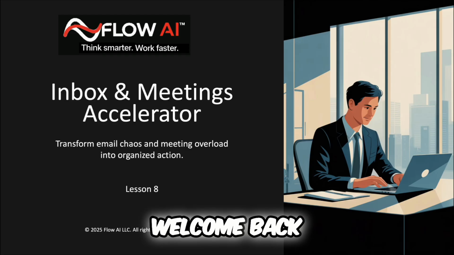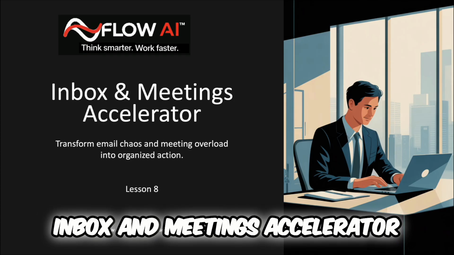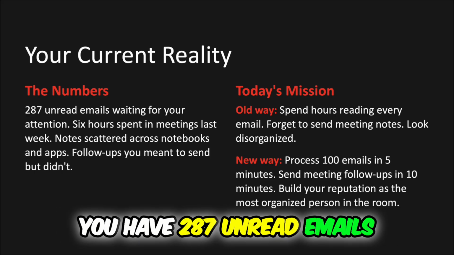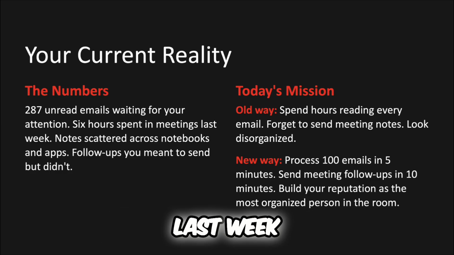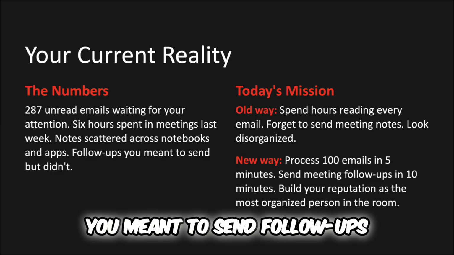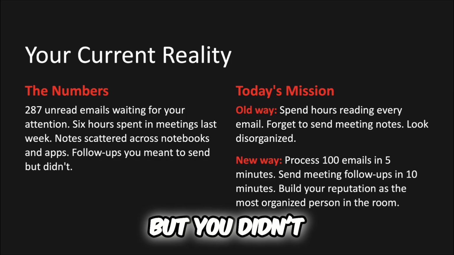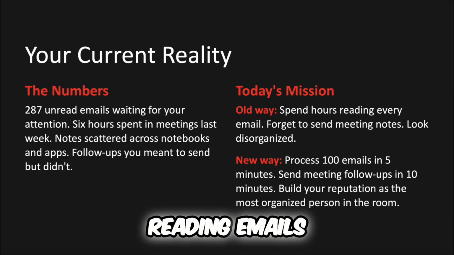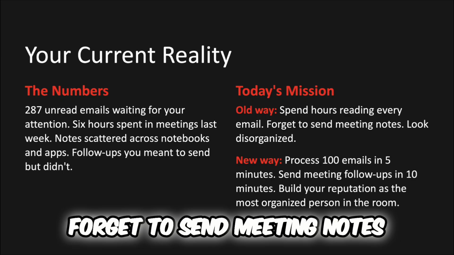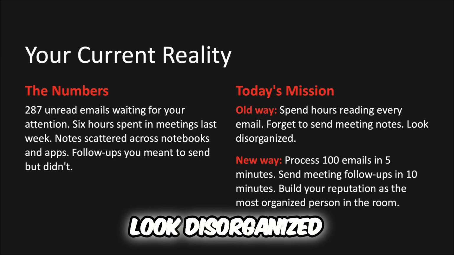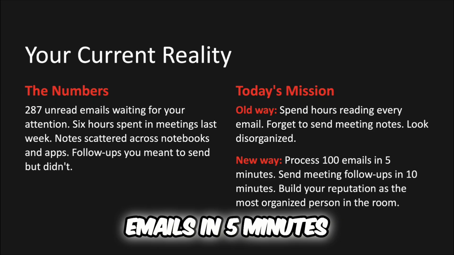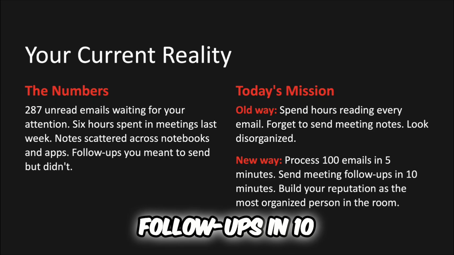Welcome back. This is Lesson 8, Inbox and Meetings Accelerator. You have 287 unread emails, 6 hours of meetings last week. You took notes, you meant to send follow-ups, but you didn't. The old way, you'd spend 2 hours reading emails, forget to send meeting notes, look disorganized. The new way, you're going to process 100 emails in 5 minutes and send the meeting follow-ups in 10.